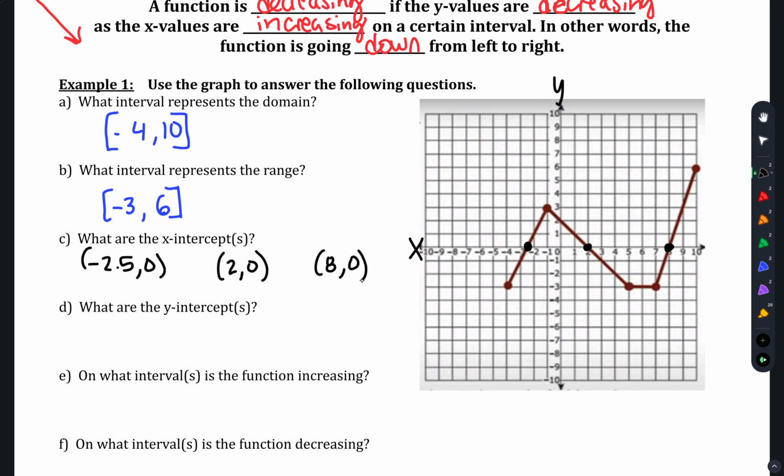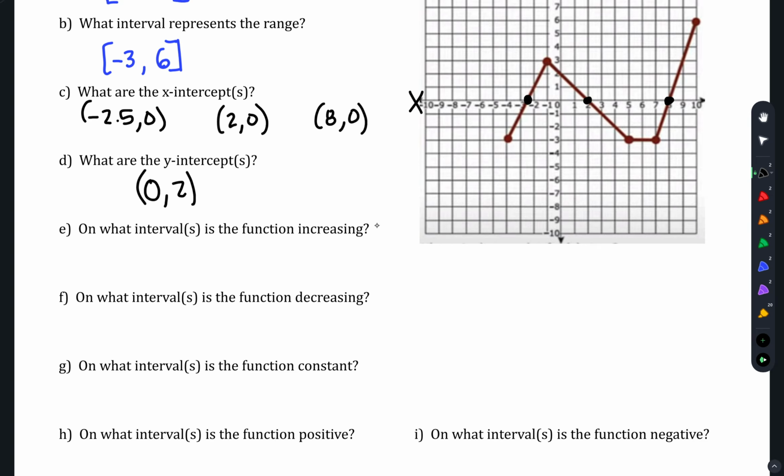Does anybody want to tell me what the point is for the y-intercept? Chaz? 0, 2. Perfect. Those things are familiar to us, yes, nothing crazy new. Here's the new stuff. Now I'm going to talk about what intervals of increase, decrease, and constant are. For these 3 topics, we will always use parentheses. Always.